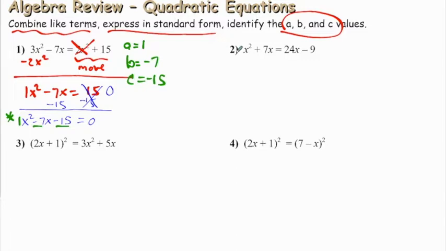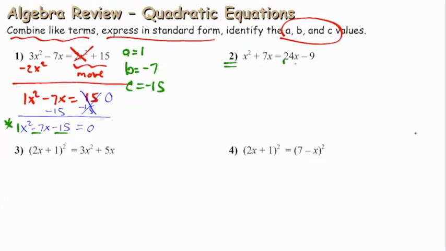So pause the video here, try number 2 on your own, and after you've finished, unpause to check your answer. So we see we want to get rid of this 24x minus 9 from the right-hand side. Our goal is to get a 0 on one side of the equation. So we will start by subtracting 24x from both sides.